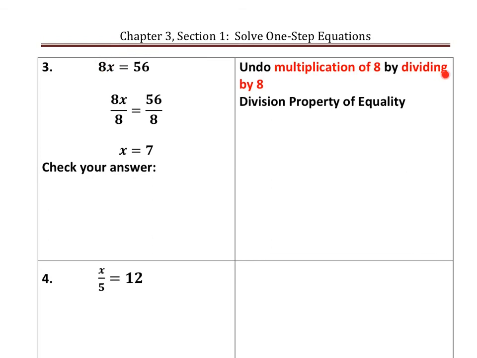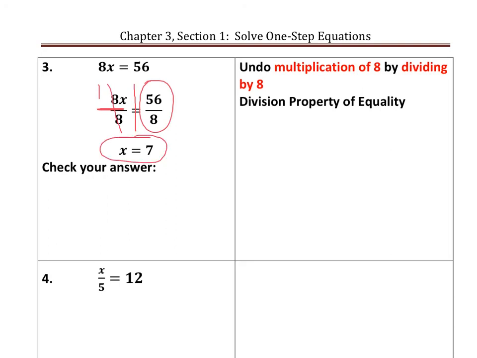How do I undo multiplication? I undo multiplication with division. They are inverse operations of each other. So I am going to divide 8x by 8. If I divide one side of the equal sign by 8, I have to divide the other side of the equal sign by 8. 8x divided by 8, well, the 8's divided by 8 just reduces out to 1x, or just x. And then if I divide the 56 by 8, I get x equals 7.